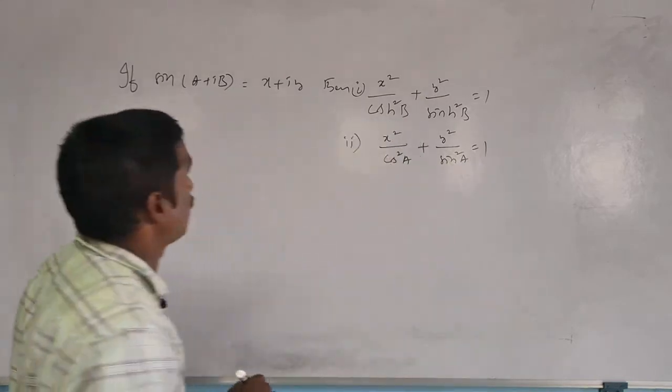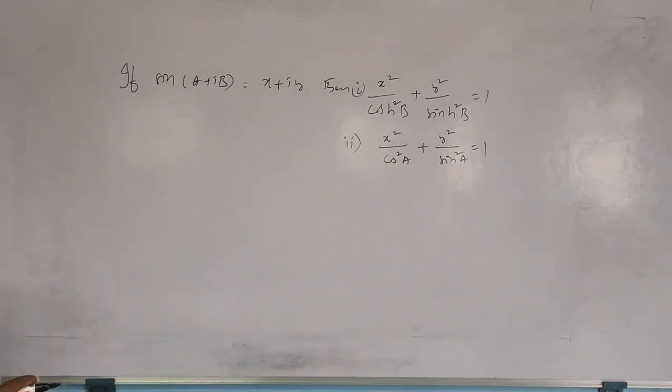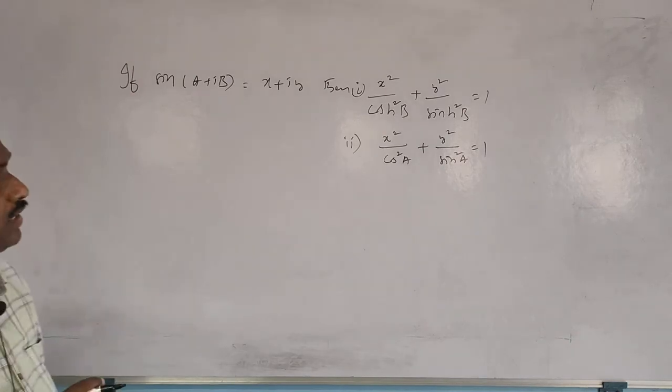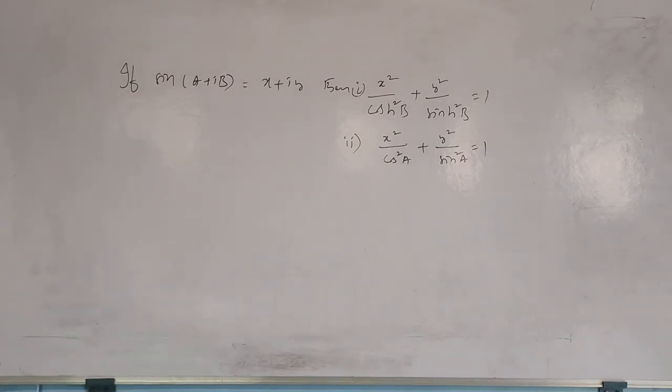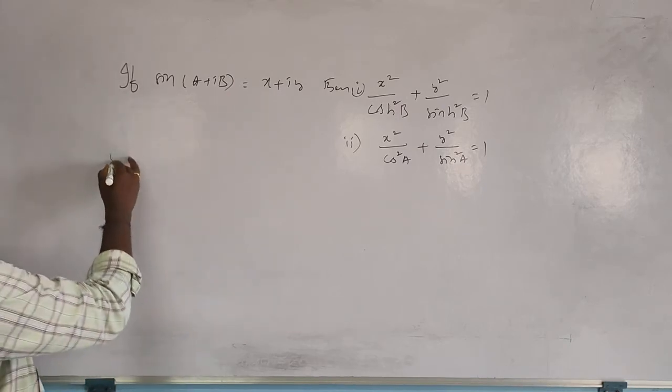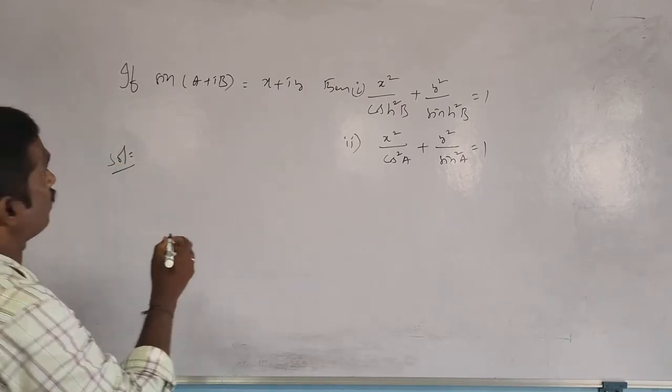These are both parts. Now we have to prove that x square by cosh square b plus y square by sinh square b equals 1, and the second part is x square by cos square a plus y square by sin square a equals 1. So in the proof we always take the given as the starting point. Now we have to write the solution.